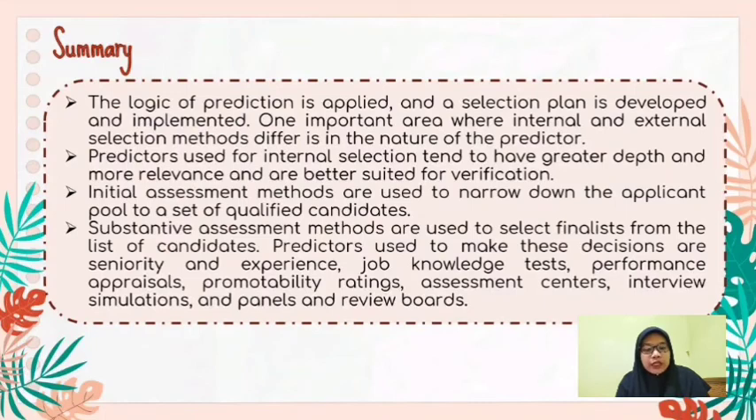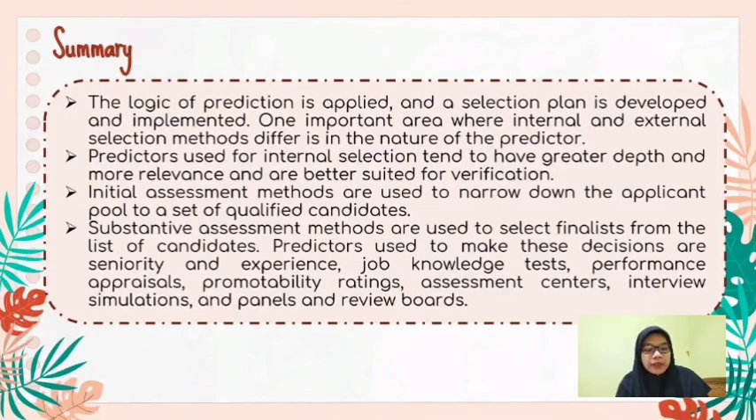One important area where internal and external selection methods differ is in the nature of the predictor. Predictors used for internal selection tend to have greater depth or more relevance and are better suited for verification. As a result, the types of predictors used for internal selection decisions are different from those used for external selection decisions. Initial assessment methods are used to narrow down the applicant pool to a set of qualified candidates.